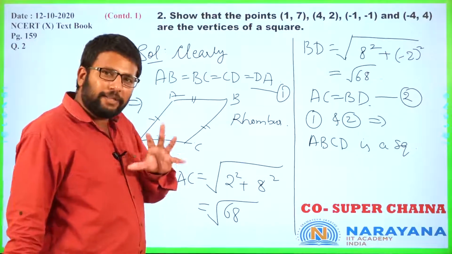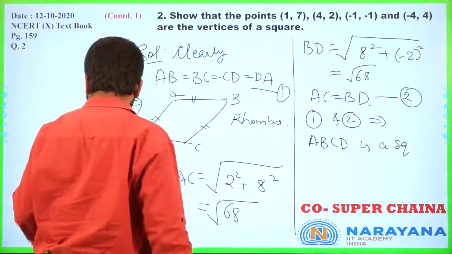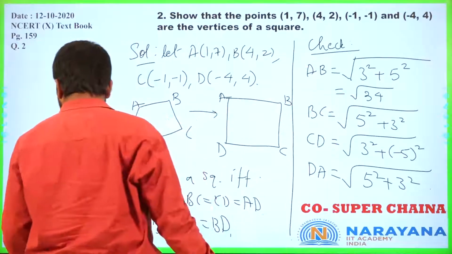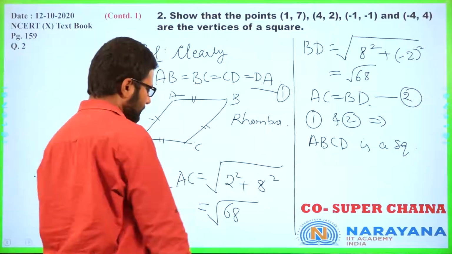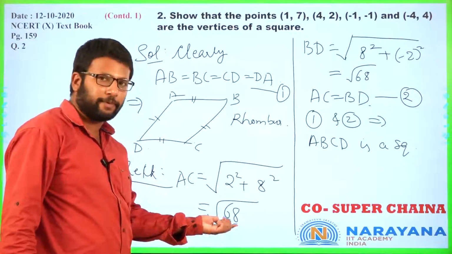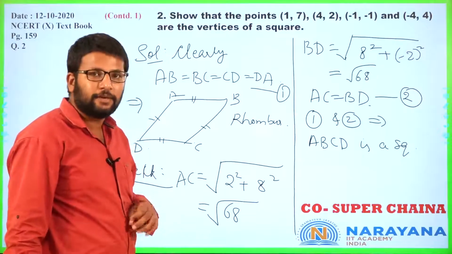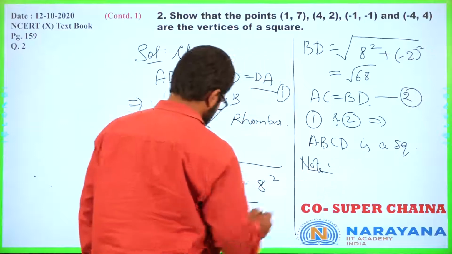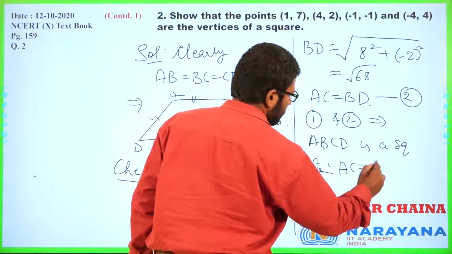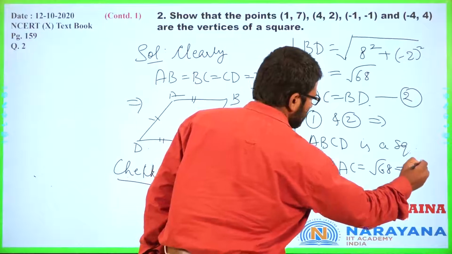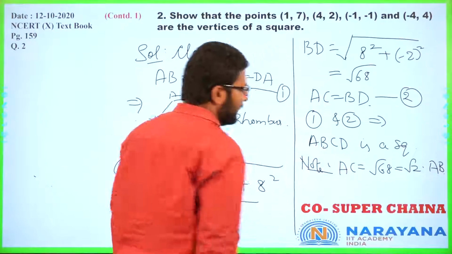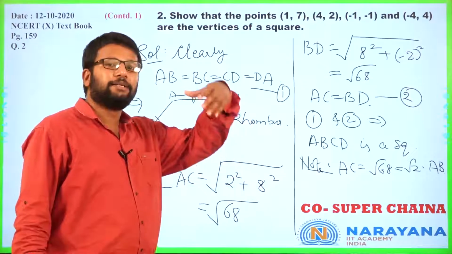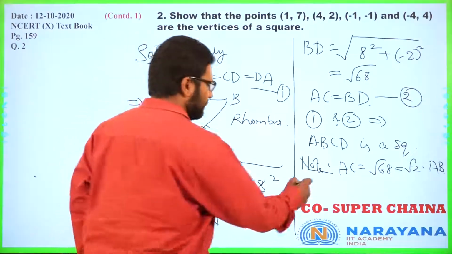One slightly different method of doing the same thing would have been, if you go back, what are each of these values? AB is root 34, no? AB is root 34, this is root 68. 68 is exactly double of 34. That is not a coincidence, because I will just say note, AC equal to root 68, it is root 2 times AB. Diagonal is root 2 times the side, all sides are equal, and diagonal is root 2 times that. That will also automatically give you that this is a perfect square.